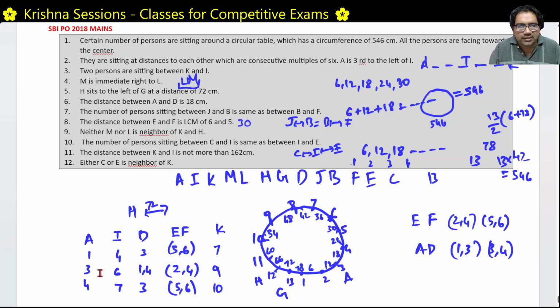Because if A is sitting at 3, then E and F have to take the slot of 2 and 4 only. Why? Because they cannot take the 5 and 6 slot, because I has to sit at 6. If A is sitting at 3, I has to sit at 6. So the 5, 6 slot is not possible. So the 2, 4 slot only is possible for E and F. If E and F have to take the 2, 4 slot, then D cannot take either of these slots. So D has to be 1 only. Right. So then the first slot will go to D.